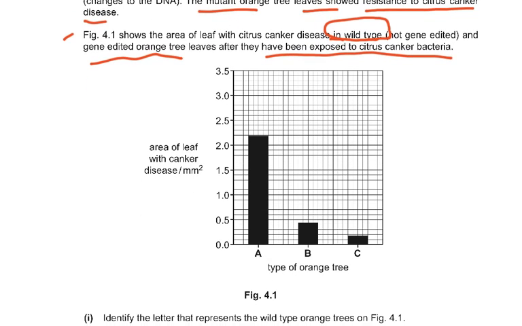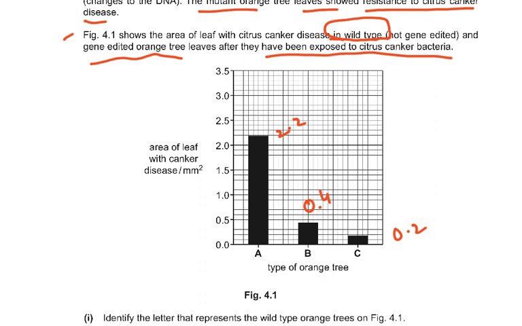Now you see this table here. So type of orange tree A, B, C, area of the leaf with disease was 2.2. So we start writing this here, 2.2, and here it was 0.4. Always do that, always write it. And here it was nearly 0.2.